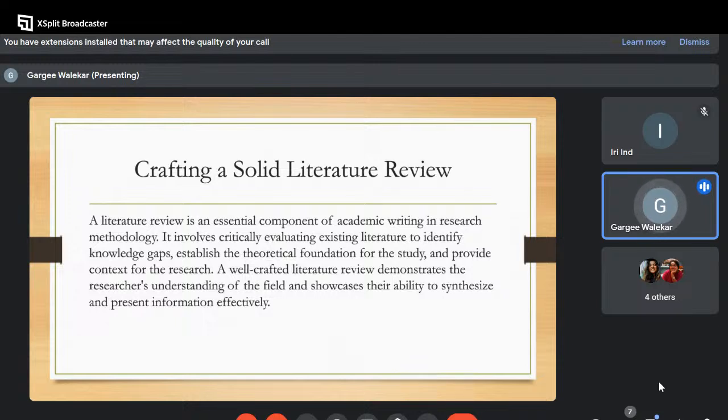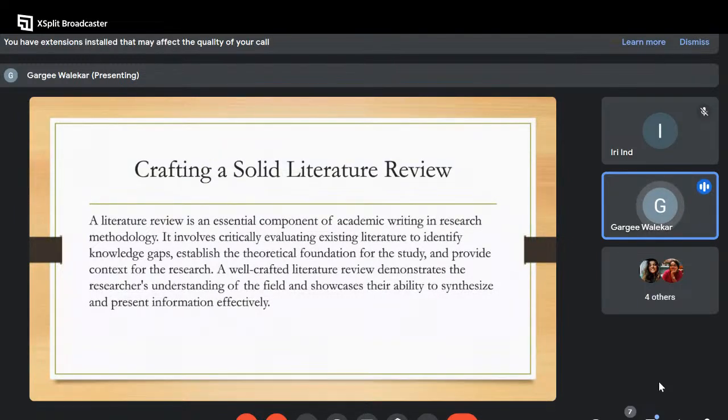Moreover, a strong literature review would also demonstrate the researcher's familiarity with the relevant literature, but also critically evaluate the methodologies, the findings, the contributions of previous works, etc. And by identifying gaps, controversies, or trends in the existing body of knowledge, it assures the significance and originality of the upcoming research that we are conducting.